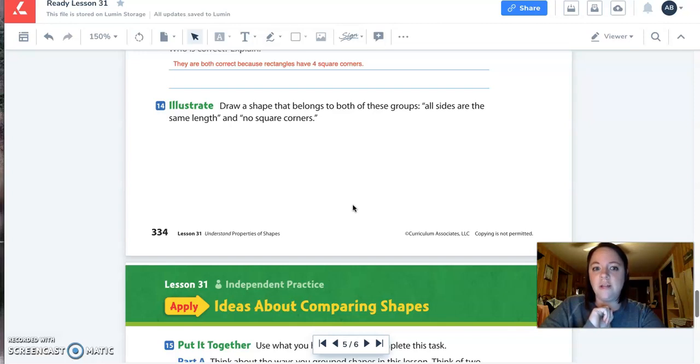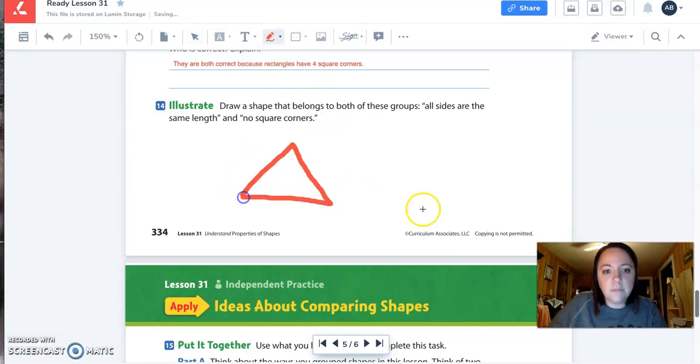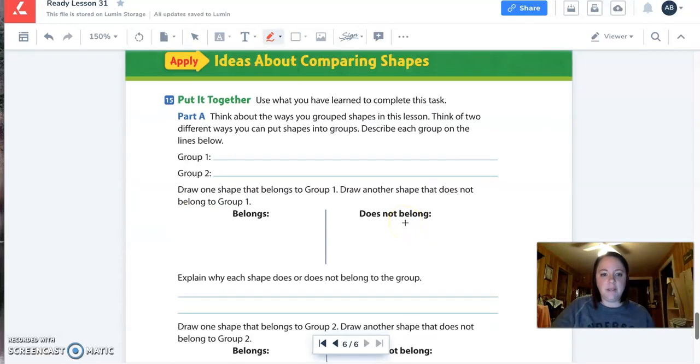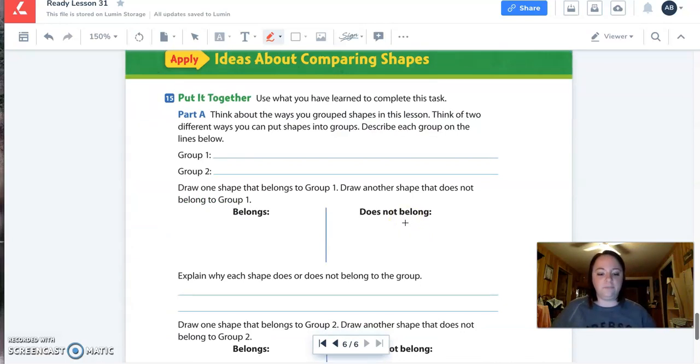What about a triangle? Can we make all those sides equal? Yeah, we can. Let's draw it. Boom, just like that. All right, our last page. So, put it all together.